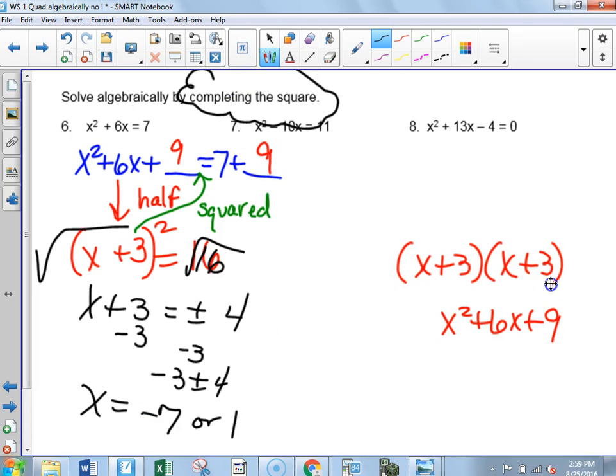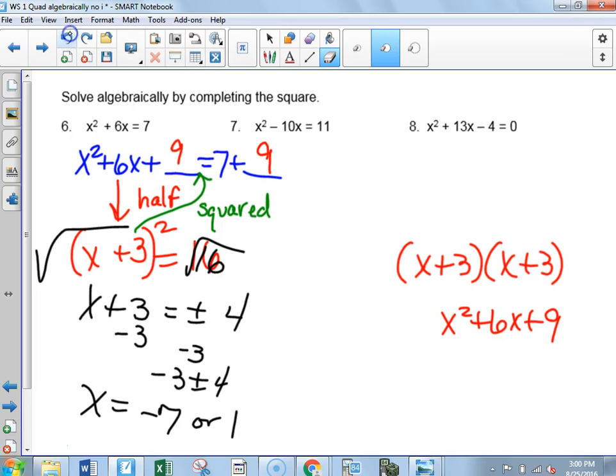Whoa! Or we're just making a big blob. Okay. All right, let's try this one.